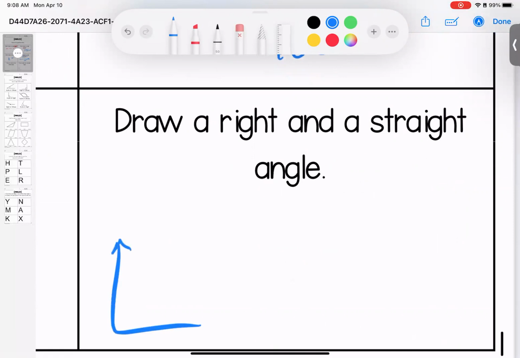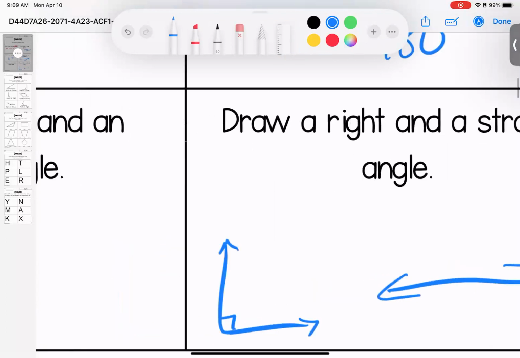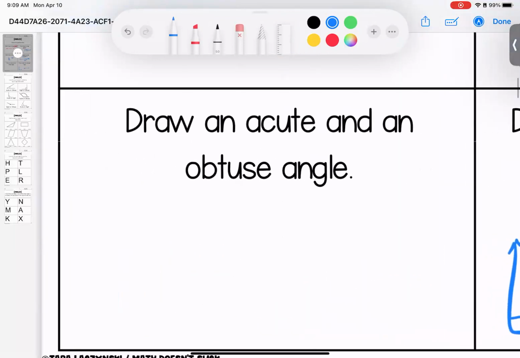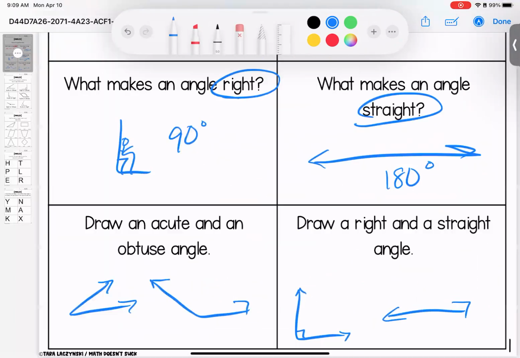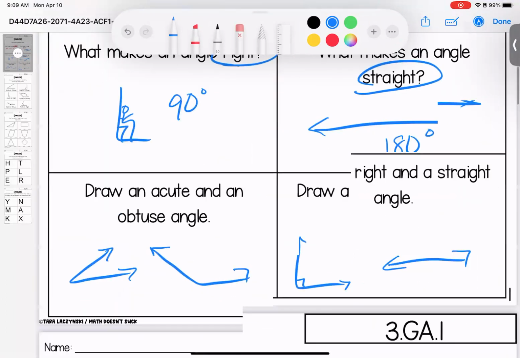Down the bottom, the last two things we needed to do was practice drawing these angles. A right angle is going to have a nice square corner, and a straight angle is going to be a straight line. Last two. Acute is anything that is less than 90 degrees, and obtuse is anything that is greater. Any questions on this page? Bring them with you to class.